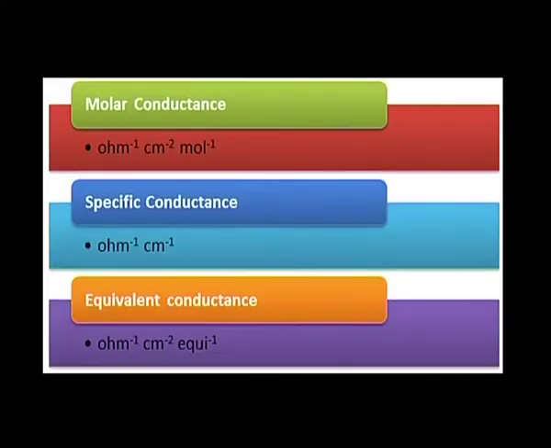In most of the books, the units which are followed or reported for conductivity are in CGS units. Therefore, let us compare the CGS units for various conductance. For molar conductance, the unit is per ohm centimeter raised to the power minus 2 per mole. For specific conductance, it is per ohm per centimeter, whereas for equivalent conductance, it is per ohm centimeter raised to the power minus 2 equivalent minus 1.